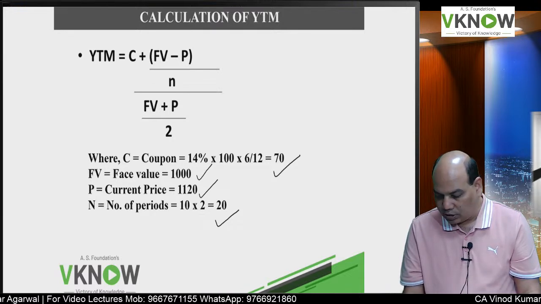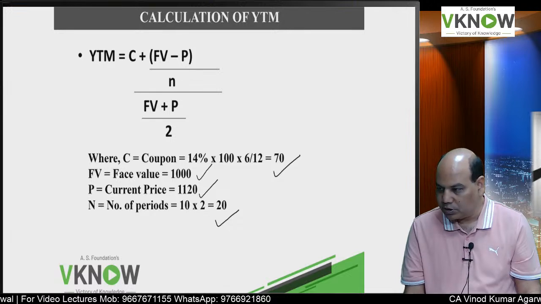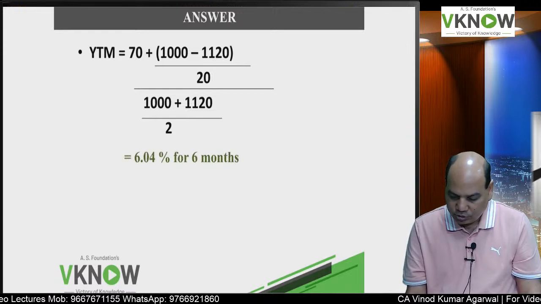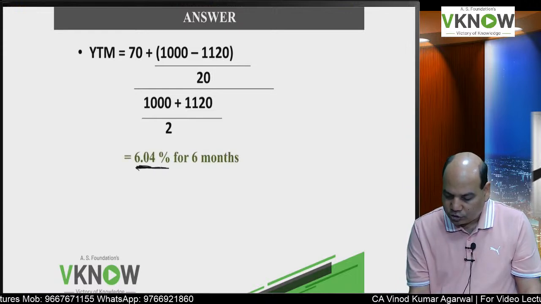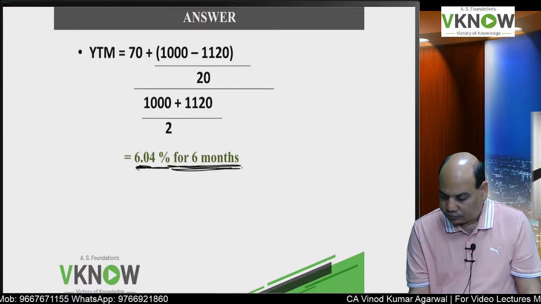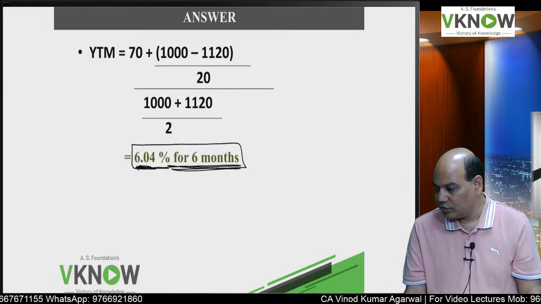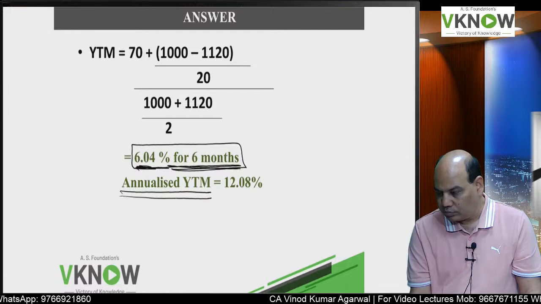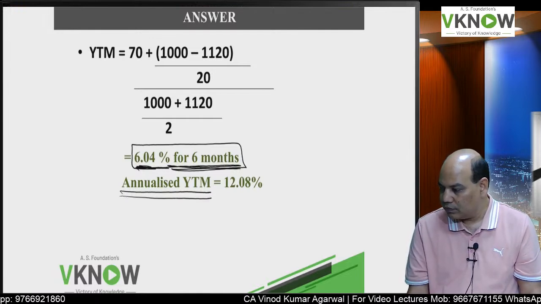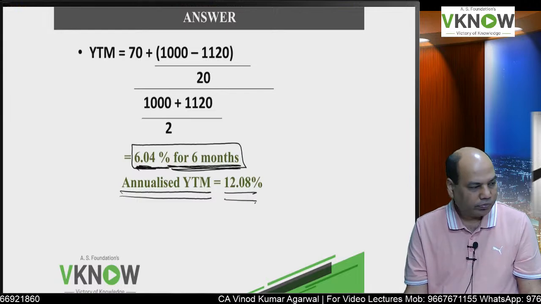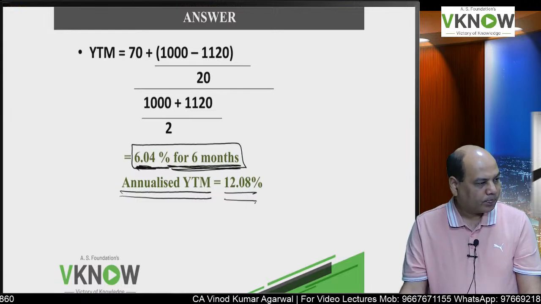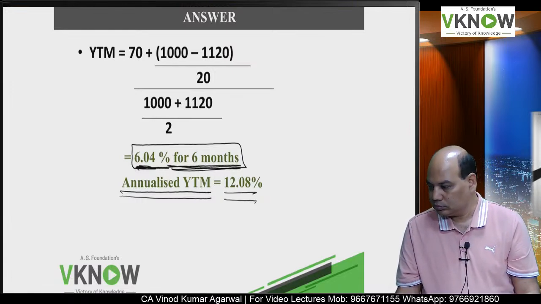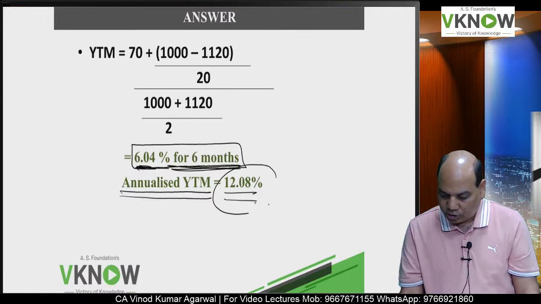One student has given the answer 6.03%. Very good. Let me check. 6.03%. You are right. 6.03 or 04%. Write down for 6 months. Annualized YTM is equal to double of this, 12.08%. Okay, this is YTM we got.